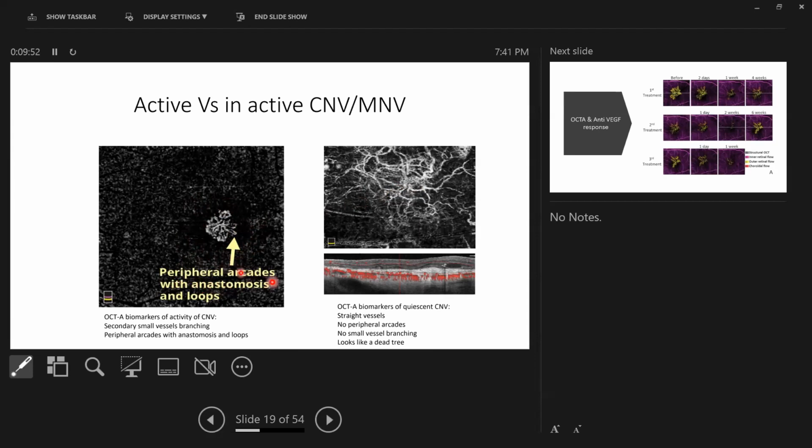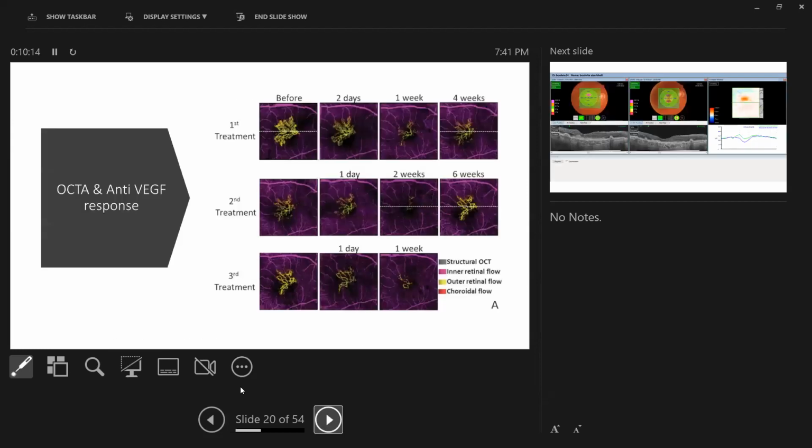Also, you can pick up whether the MNV is active or not by looking at the flow map here. If you can see that there is flow within this subretinal hyperreflective material, this means that this is an active macular neovascularization. If there is no flow, it is not active. And you can see here that there is no flow at all, just flow in the area below it, the area of the RPE.